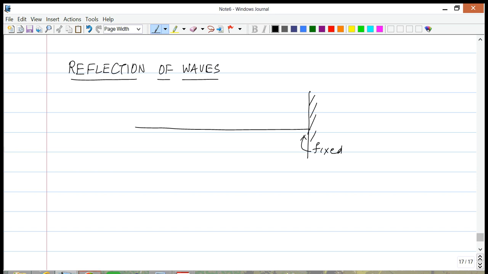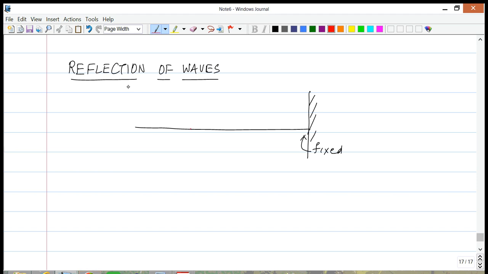When we go into the phenomenon of sound, the reflection at the fixed end would be equivalent to reflection from a low density medium to a high density medium, and the reflection at the free end would be basically a reflection while the wave travels from a high density to a low density medium. So let's understand what's going on. Let's say there is a pulse that starts in this wave.